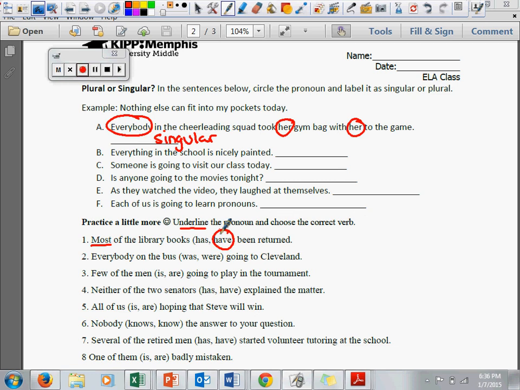All of the library books have returned. 100 library books have been returned. See what I did? I just replaced the pronoun with a number, either 1 or a number that's greater than 1, to see if it's going to be plural or singular when it comes to that verb. All right? So go ahead, finish this page.